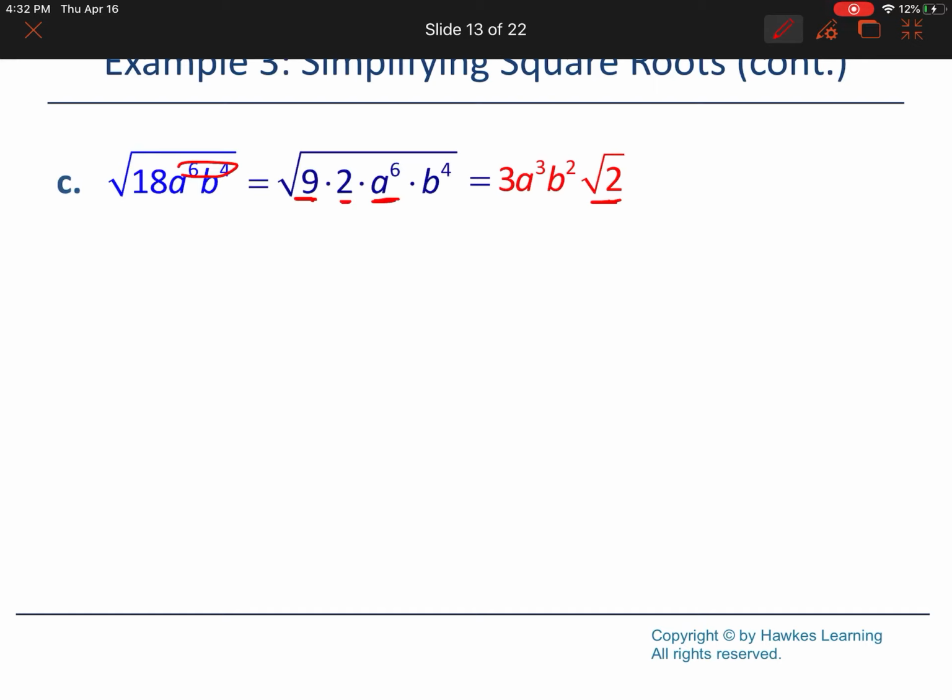The square root of a to the 6th, well, I have 3 sets of 2 a's in there, or I cut this in half and make it a cubed, however you most want to think of that. And I cut this in half, and I end up with b squared. Okay. Here's the next one. Pause it and see if you can do this.